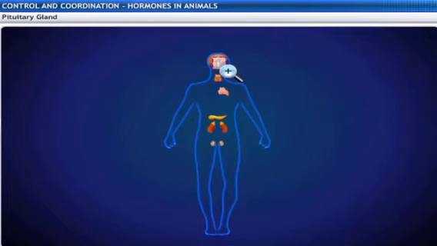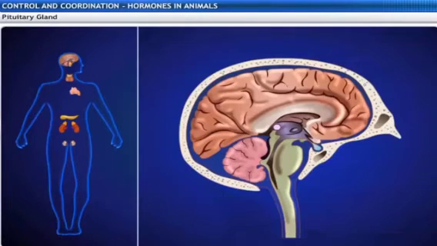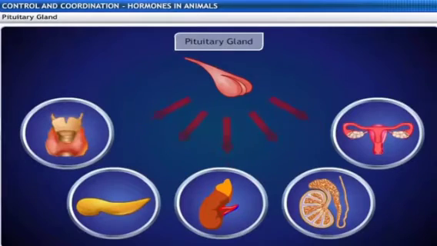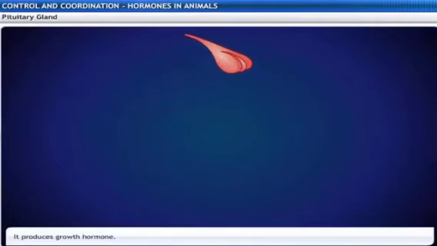The pituitary is a pea-shaped gland present at the base of the brain. It is connected to the ventral wall of the diencephalon. It secretes a large number of hormones that regulate organs as well as other glands, hence it is also known as the master gland. One of the hormones it secretes is the growth hormone.